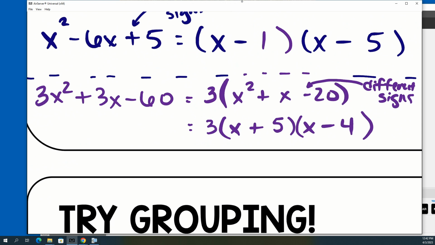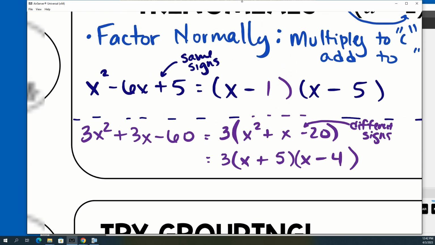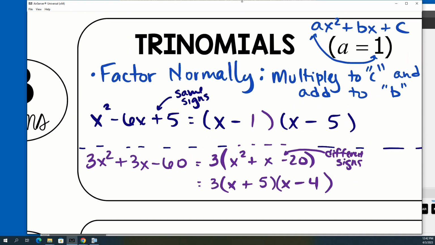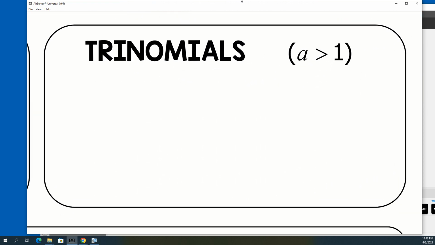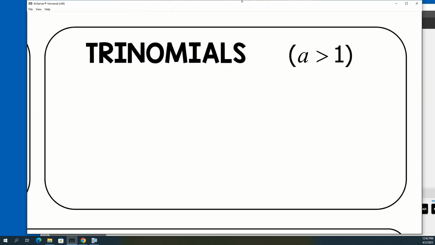So that's factoring normally. And then there's another thing that we do when we're factoring and there's three terms, and it's slide, divide, bottoms up. So this is when the number in front of x squared is not 1. It's something bigger than 1.